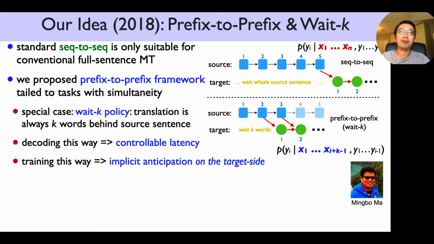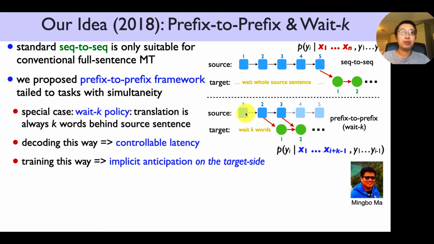So here comes our idea, which is called prefix-to-prefix, which goes beyond sequence-to-sequence. As we all know, sequence-to-sequence is okay for full-sentence translation, where you would encode the whole source sentence before outputting the first target word, right? So in other words, each y_i on the target side is dependent on the whole source sentence plus the prefix which you just generated on the target side. So that's called sequence-to-sequence. It's ill-suited for simultaneous translation.